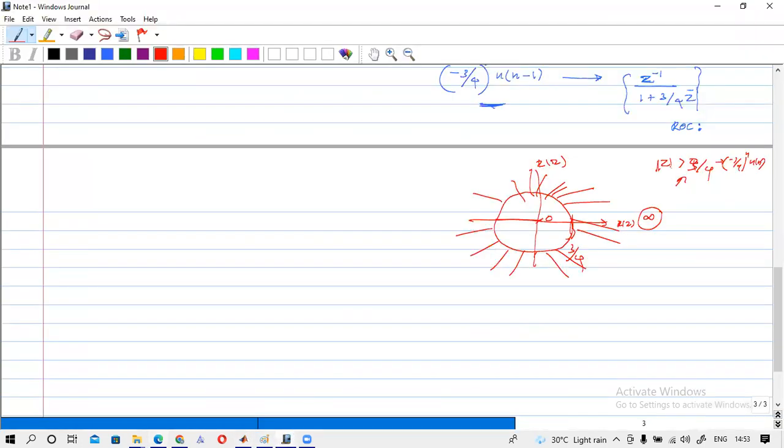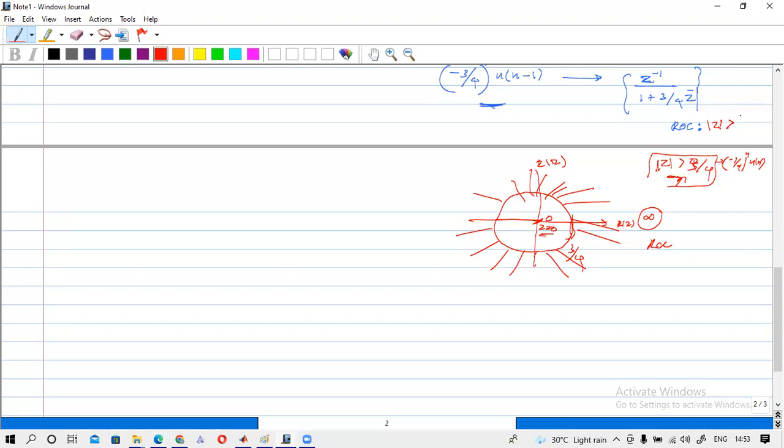And for this one, Z equal to 0 is already not there. So the ROC will not change, it will be the same. For this one also the ROC will be Z greater than 3 by 4. Are you okay with this? The ROC is not needed for this question.